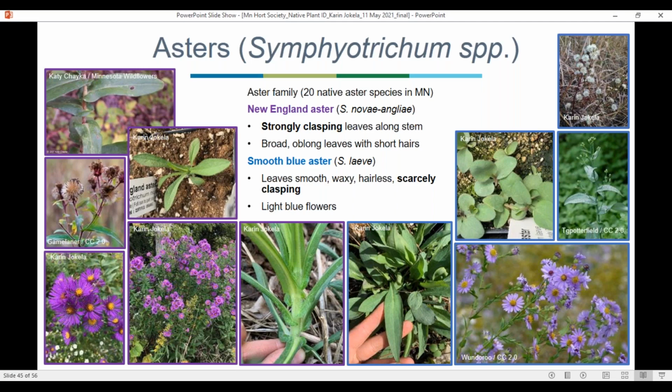One of the diagnostic things about New England Aster is that the leaves really strongly clasp the stem. So you can almost see little arms branching around the stem. Smooth blue aster has a little bit of that trait. The leaves are smooth and waxy, and it has little lighter blue flowers. It's a shorter plant. Again, these are definitely worth paying attention to. If you're trying to collect seed, pay attention to them while they're in flower. That's the easiest time to start to identify them.